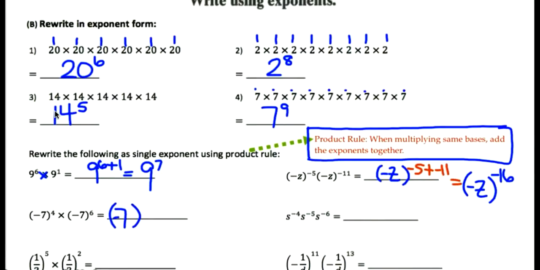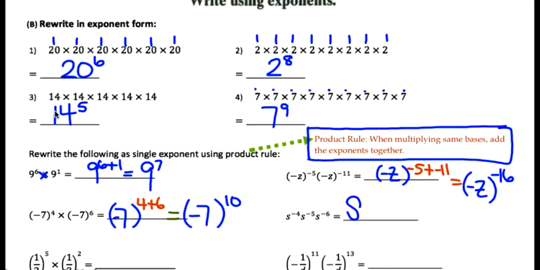My exponents, I have 4 plus 6. Do you notice how I'm showing my work? I'm adding the exponents. I'm making sure that they're up. So 4 plus 6 is in red. You need to make sure you show that as your work. So I have negative 7, and then I have 10 as my answer. So rewriting the following as a single exponent using the product rule, negative 7 to the 10th power means the same thing as negative 7 to the 4th power times negative 7 to the 6th power.